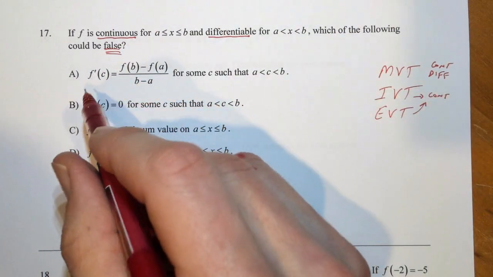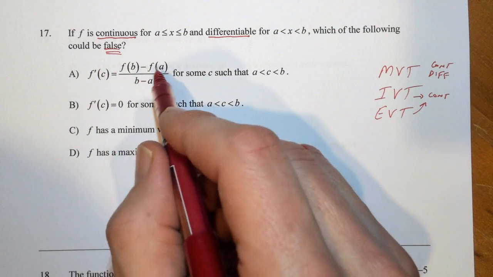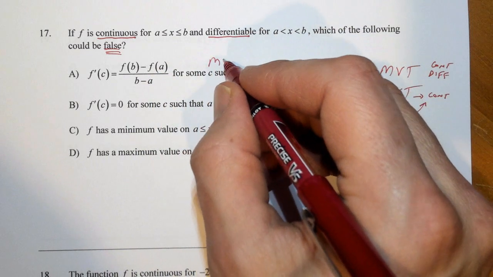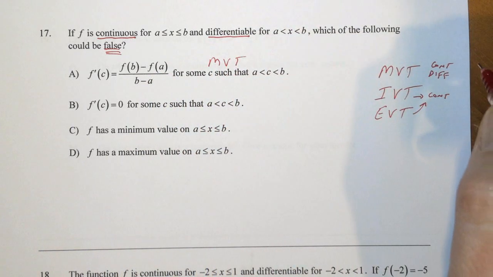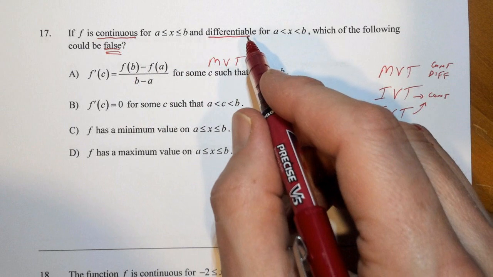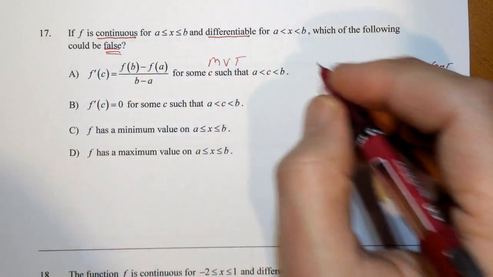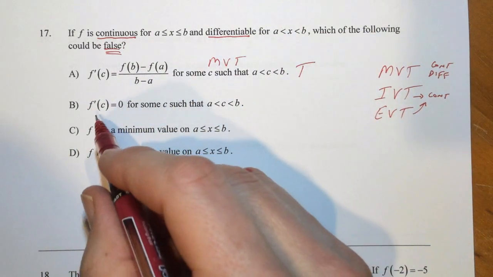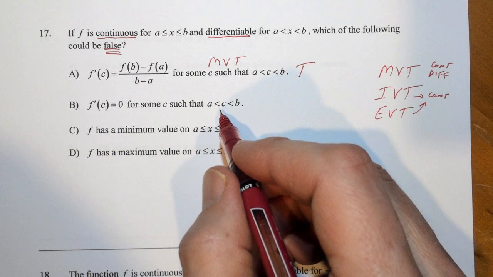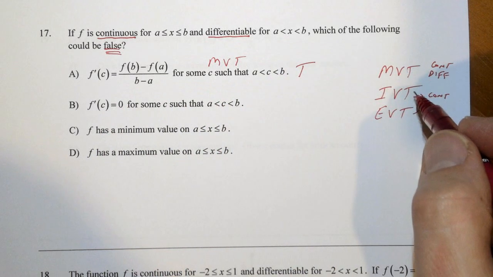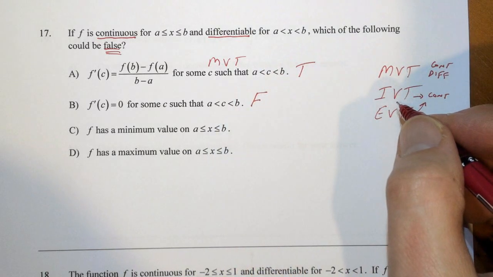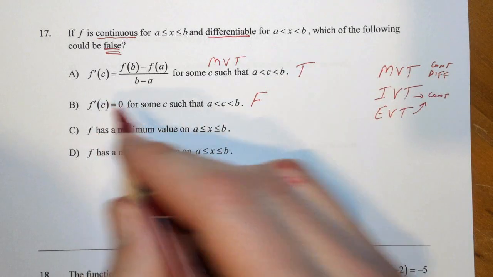All right, so what does A say? A says f prime of C is equal to f of B minus f of A over B minus A for some C between A and B. If you recall, this is the conclusion of the mean value theorem. This is true if the function is continuous and differentiable, which it is. So this is okay, because we're looking for the one that's false. This here is true. F prime of C is equal to 0 for some C in between A and B. Well, none of the theorems guarantee zeros. So this one is false. There's no theorem that guarantees the derivative will be equal to 0.